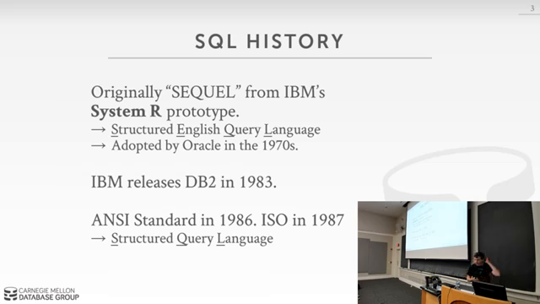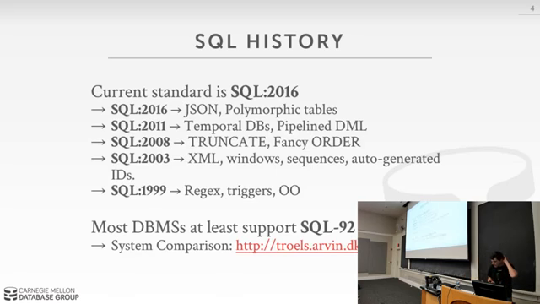So SQL, even though it's from the 1970s, is not a dead language, and it's certainly not static. It's like C++: they keep releasing new specifications every so often. Every so often there's a new specification where they add new features and functionality to the basic language. The latest standard is defined in SQL 2016. You can see over the years, as they add new versions, they add new features. In 2016, they added JSON and polymorphic tables. They added XML stuff. And then in 2003 and 1999, they added regex and triggers.